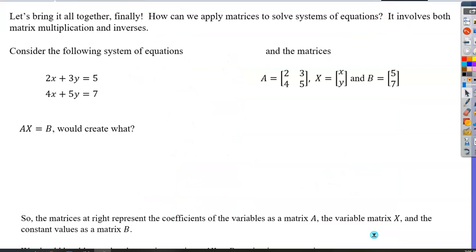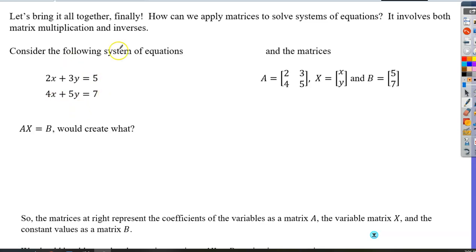Okay. So, we're almost there, guys. Let's bring it all together. Finally, how can we apply matrices to solve systems of equations? It involves both matrix multiplication and inverses. So let's consider this system of equations, which we started way at the beginning. And I know this is an easy one. We're really going to use what I'm about to show you more for 3-variable equations, which take longer by hand, but obviously a 2 by 2 you could just use elimination.